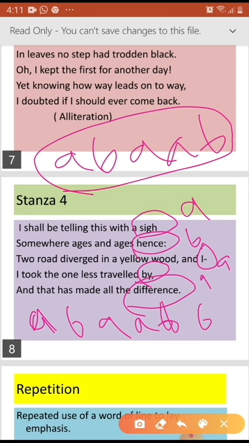I hope you understood, children, the poetic devices. As I explain the next poem, I'll explain some more poetic devices. Clear?